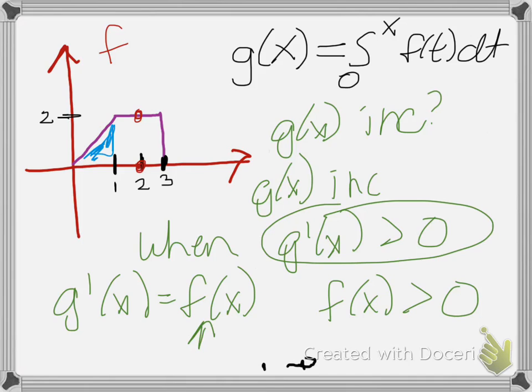So you look at the picture, and you're looking at that purple line. And the purple line is greater than 0 throughout this entire piece. So that means that it's greater than 0 in the interval from 0 to 3. So that means that g is increasing from 0 to 3.